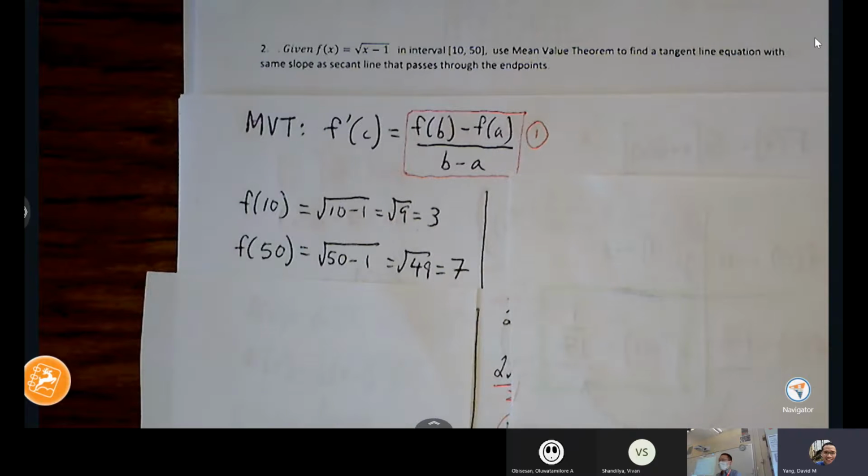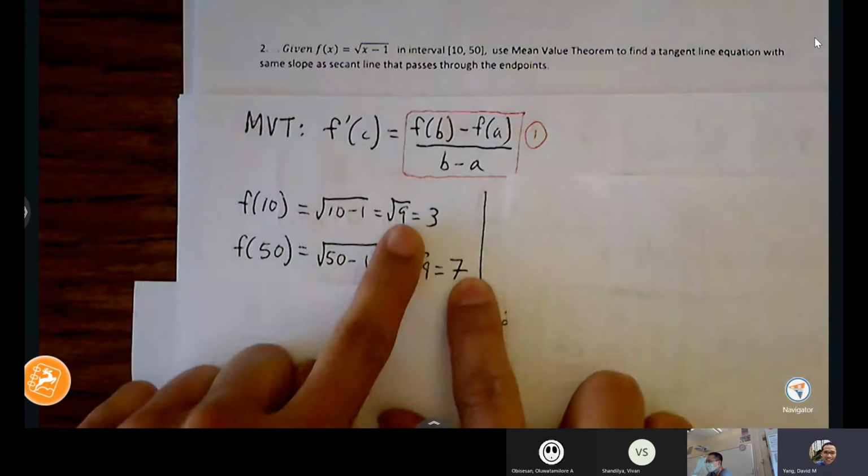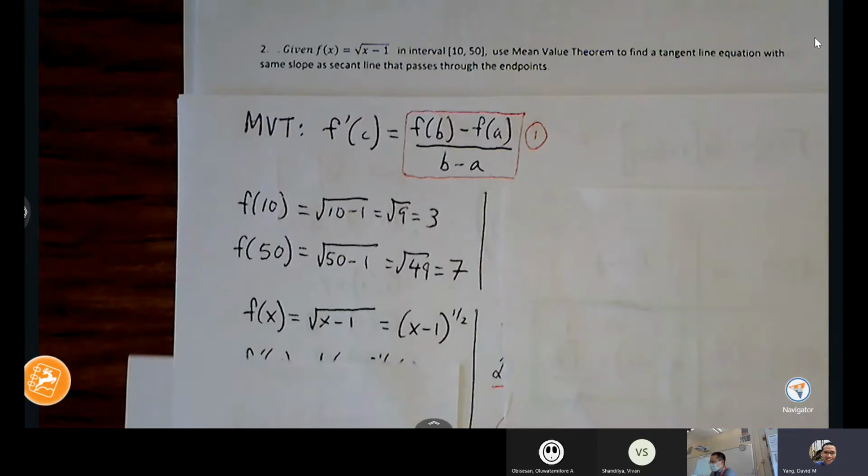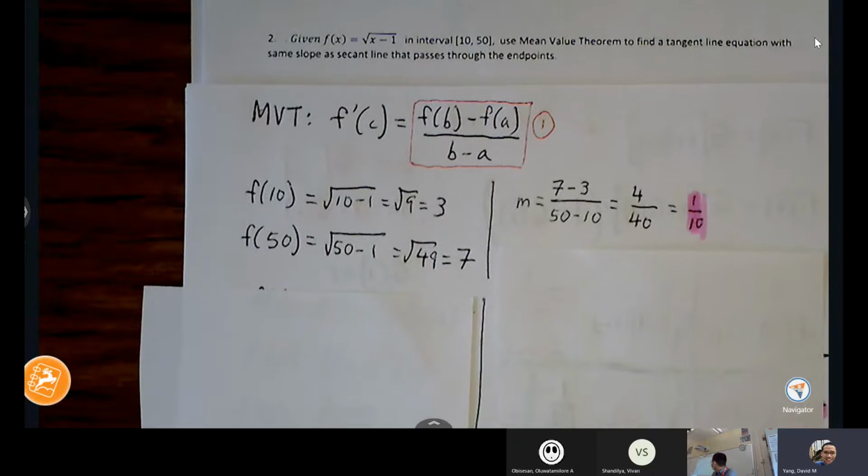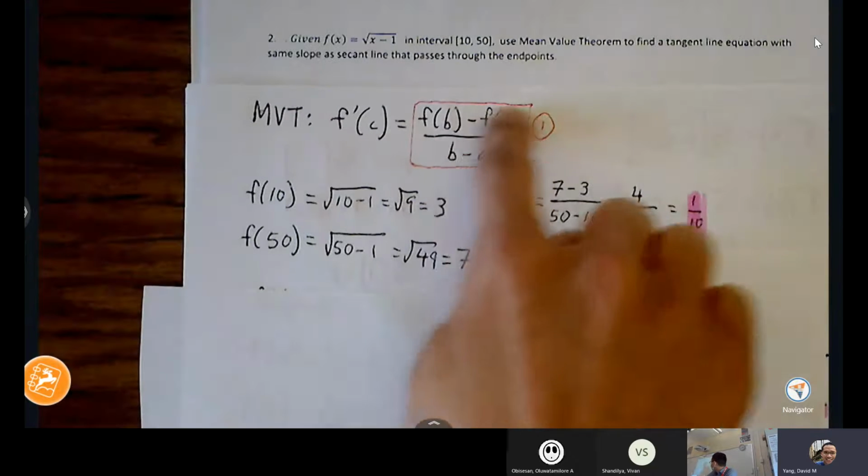And then we can find the slope, right? Find the slope between the endpoints: change in y over change in x. So what do you get for slope? So 7 minus 1 over 10, okay. Yeah, there we go. So we have this part figured out.